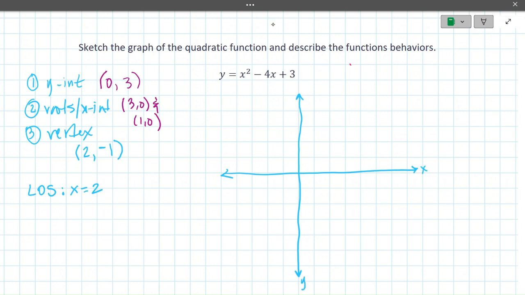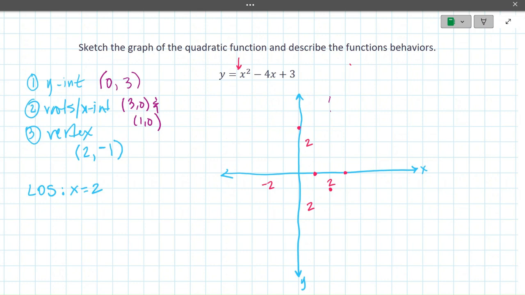All right, so I'm just going to plot what I know. We're going to go by ones here. Okay, so 0, 3. That's my y-intercept right here. My roots are 3, 0 and 1, 0. And my vertex is my lowest point on the graph. I know it's the lowest point because a is positive right here. So 2, -1. And I'm going to just sketch in my line of symmetry.